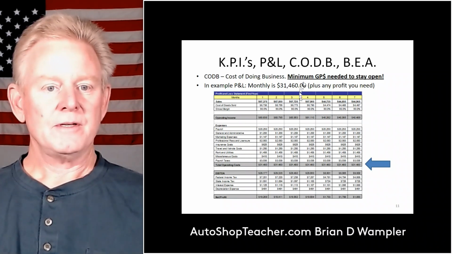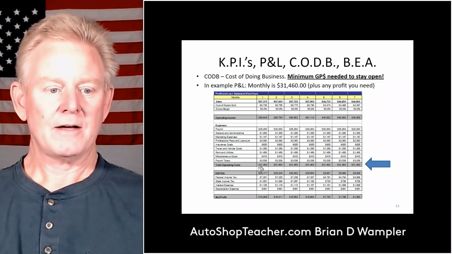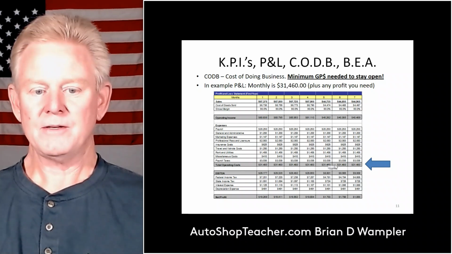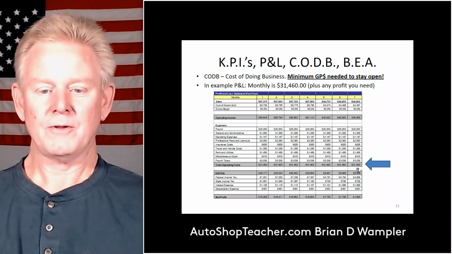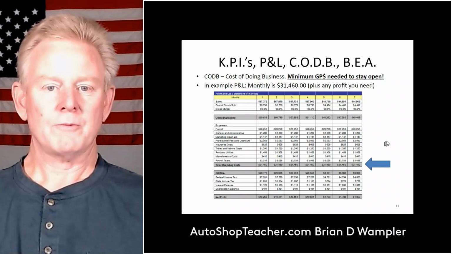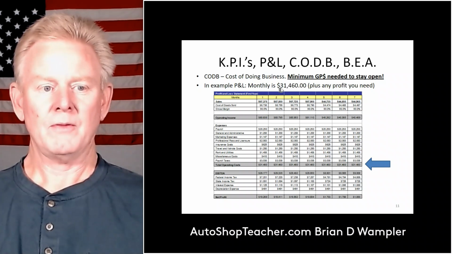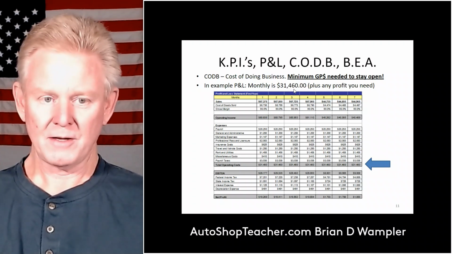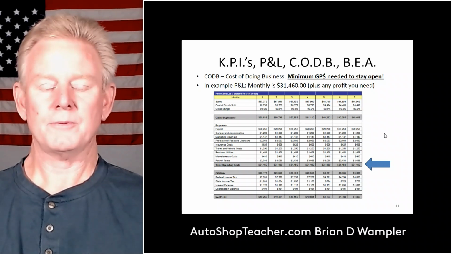Cost of doing business is the minimum gross profit needed to stay open. I just mentioned that at the end of the last slide. So we come down here to our total operating costs, and we can see this imaginary business's profit and loss statement. Every month it's $31,460, so we can round that off to $32,000. But just pointing out that until they make $31,460 in profit, not sales, but profit, this is not a business. This is either a charity or a hobby shop, okay?